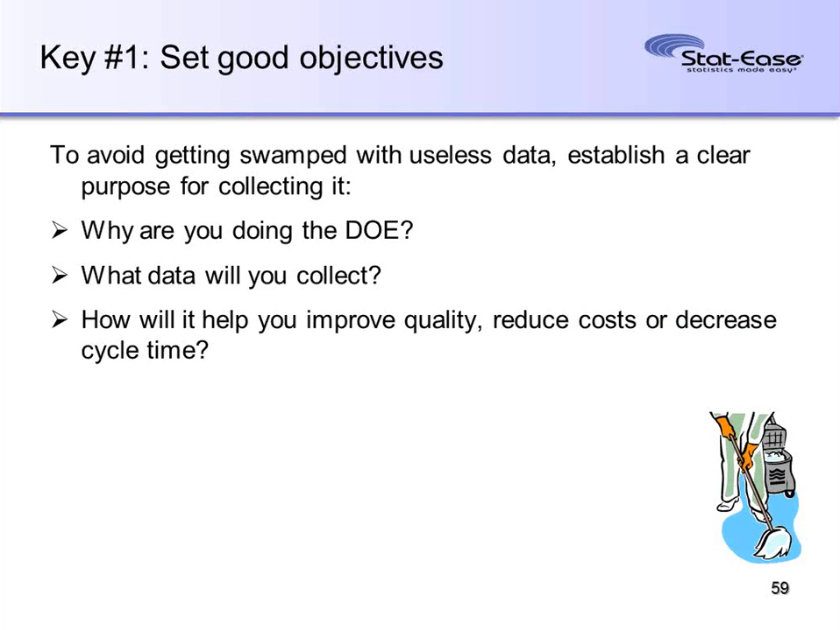So the first key is going back to that planning process. Establish a clear purpose for your experiment. Why are you doing it? What data will you collect? How is it going to help you improve quality, reduce costs, decrease cycle time, things like that. You can't just say, well, I'm going to run a DOE on this process. You need objectives, because that helps you determine what type of design you want to run.